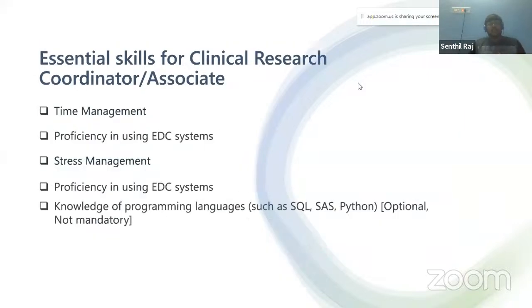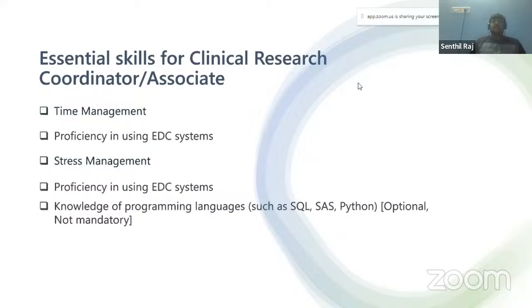So then comes time management. Most of the time, CRA job is traveling, so he has to quickly review the site documents also, what is being done in the eCRF, what is done in consent, what is done in the CRF, and what the site is doing on electronic data capture also. All these things will take a lot of time. You have to travel also. So these kinds of activities will take a lot of time.